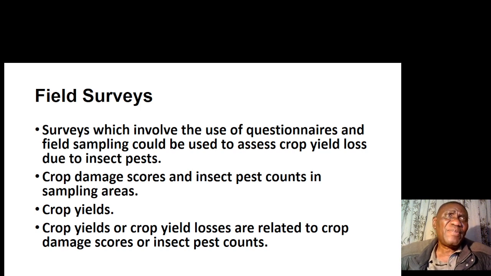You can carry out crop damage scores and insect pest counts in sampling areas. The question is, can we relate the insect pest counts to the crop damage scores? You can also take, using quadrats after having gathered your data on the insect pests, try to measure crop yields as well. Then in your analysis, you are going to relate crop yields or crop yield losses to crop damage scores or insect pest counts.